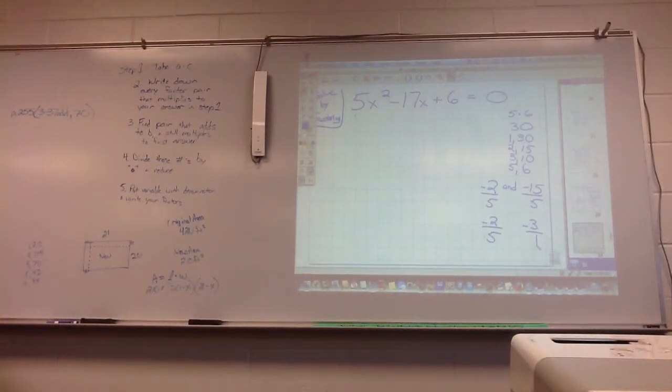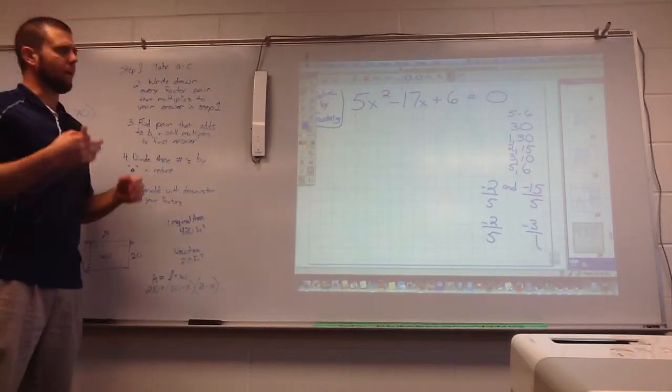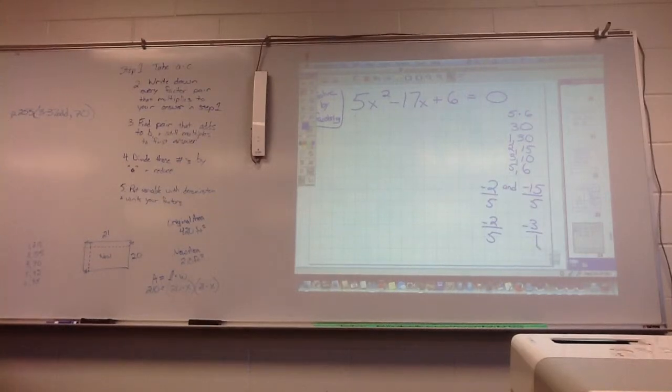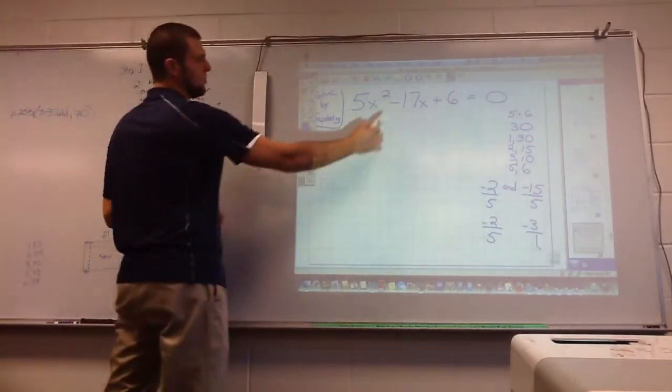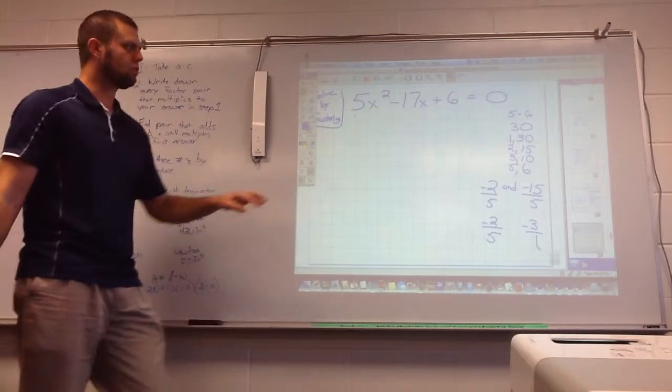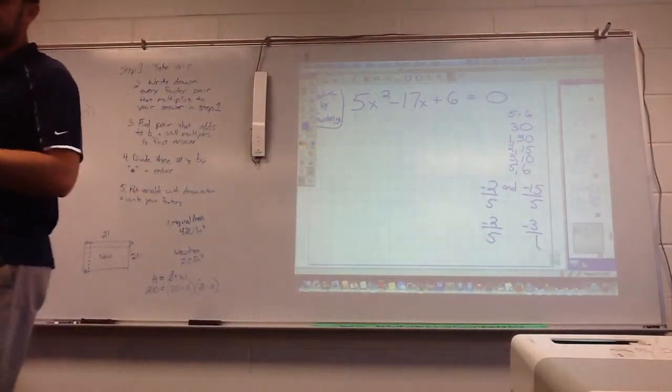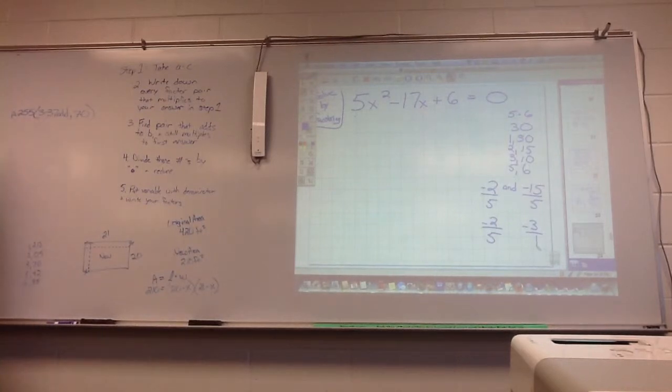So again, what I did was I took a times c and got 30. I wrote down all the factor pairs that multiply to 30. I found out which of those factor pairs added to the b value. Then I took those two numbers and put them over the a value and reduced the fraction. Now you're basically done, and I'll show you how.